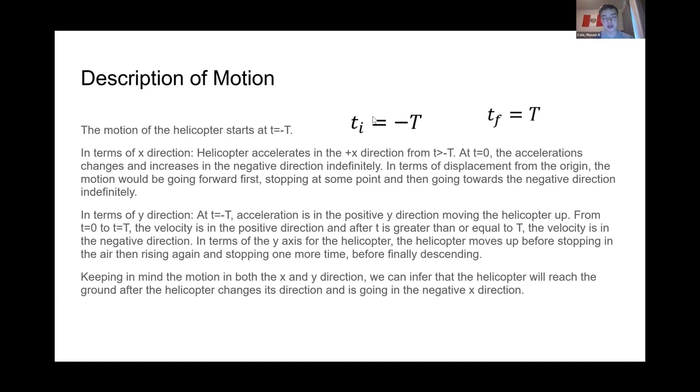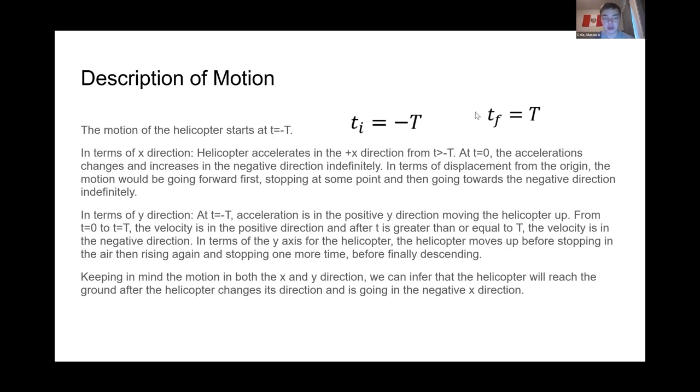So as you can see here on the slide in front of you, we say that the helicopter accelerates in the x plus direction from little t greater than negative T. And then at t equals 0, the acceleration begins to change and increases in the negative direction indefinitely. In terms of displacement from the origin from when the helicopter first took off, the motion would be going forward first, stopping at some point, and then going towards the negative direction indefinitely.